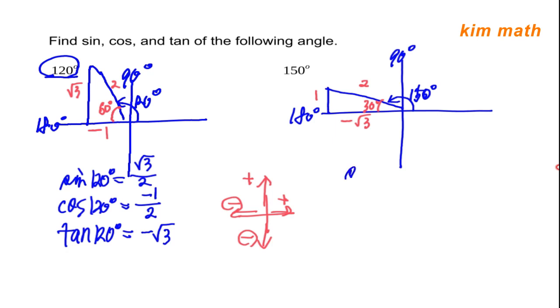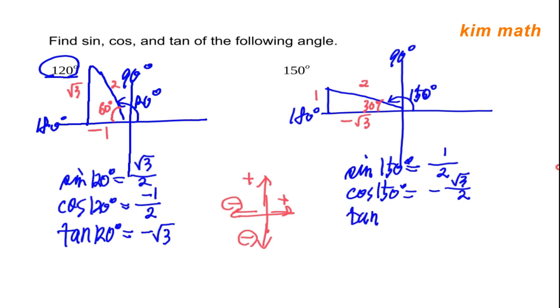So what is the sine 150 degree? Y over R, so 1/2, right? What is the cosine 150 degree? X over R, or minus radical 3 over 2. What is the tangent to 150 degree? 1 over minus radical 3. Is it okay? Okay, two more practice.